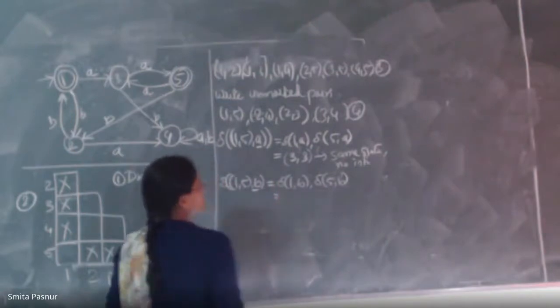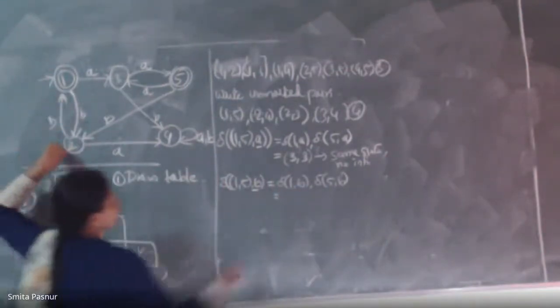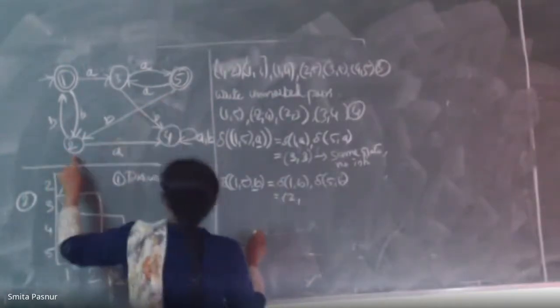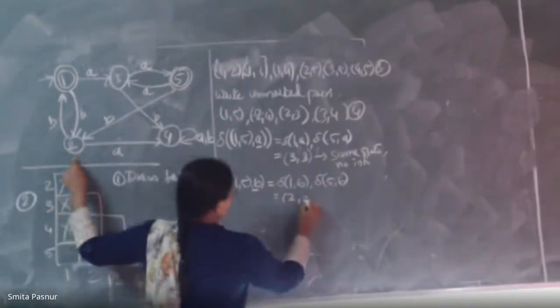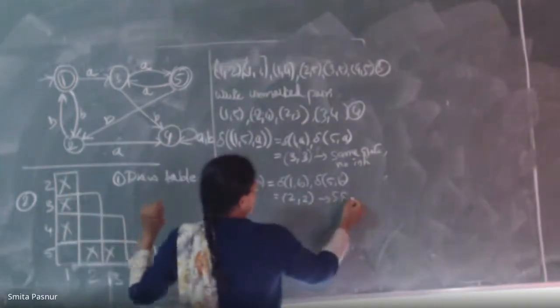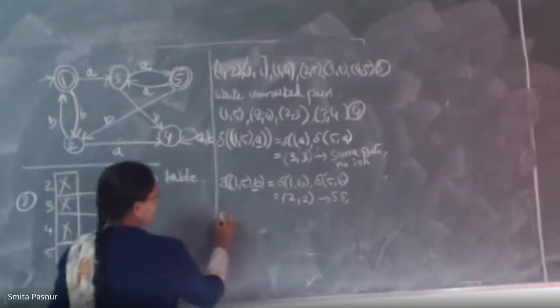So what will you write here now? 1 on B. Just see, 1 on B is going to 2. And 5 on B, you can see 5 on B is going to 2 again. So again here, same state is there. So I'm writing in short, same state, no information present.